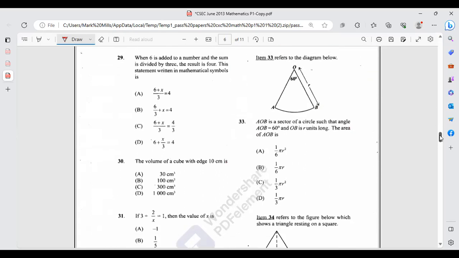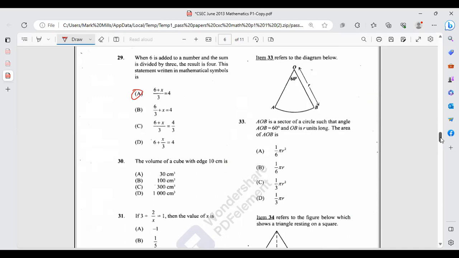Number 29. When 6 is added to a number, the sum is divided by 3, and the result is 4. What is my answer here? A. All right.